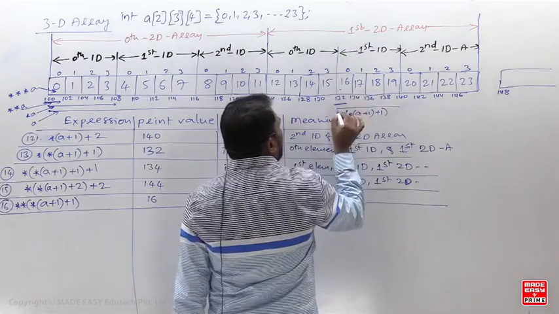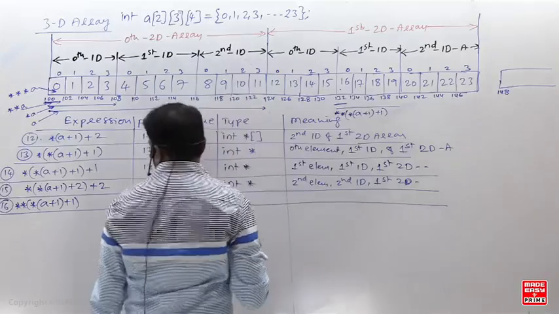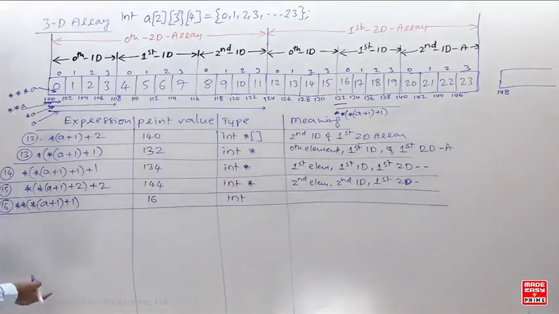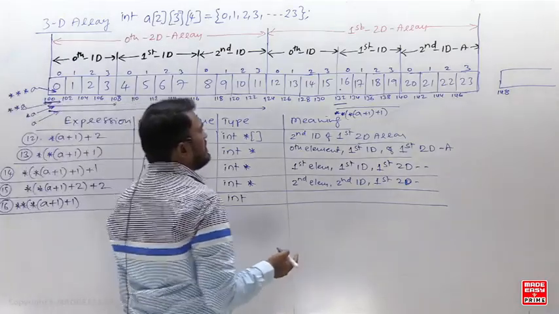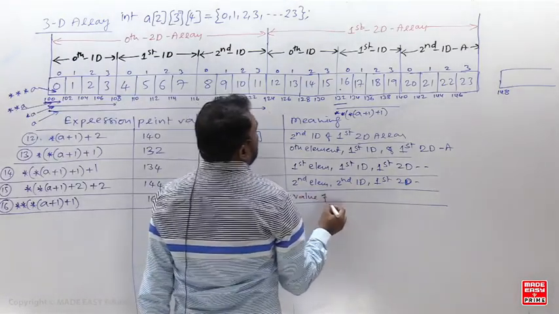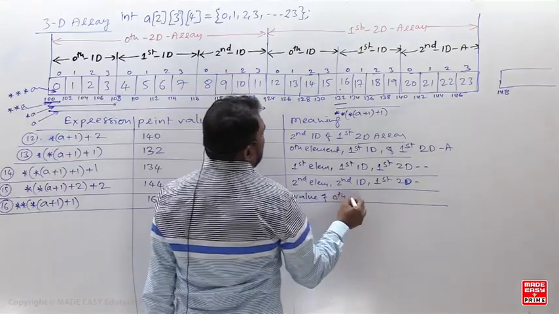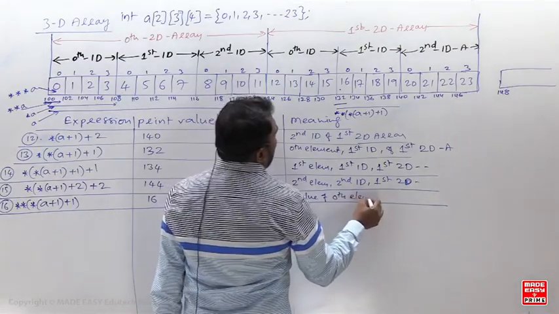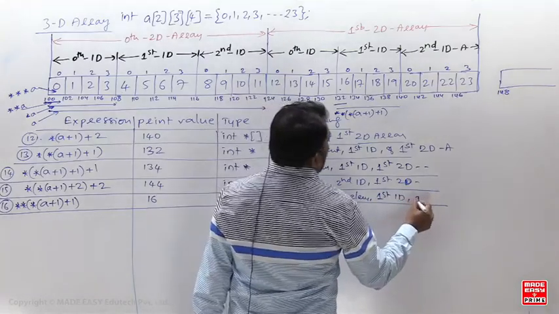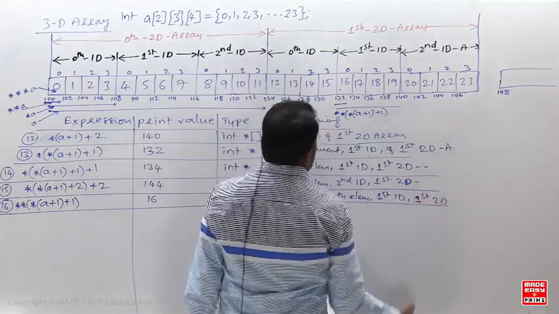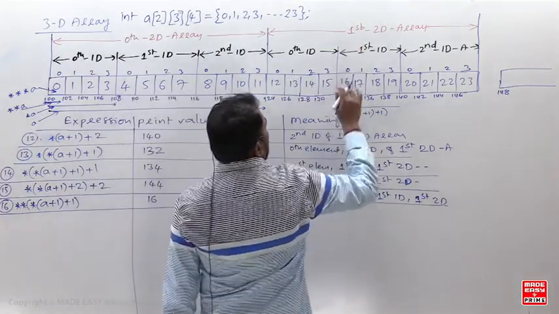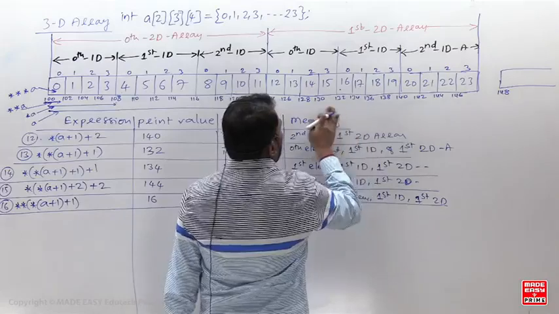Now I want the value here, so you apply one more star. Is that clear? You can write the bracket or not write the bracket, the meaning is the same. 16. Now tell me what is this here? क्या लिखोगे? Tell me the value of the 0th element of the first 1D array of the first 2D array. Is this clear for everyone?